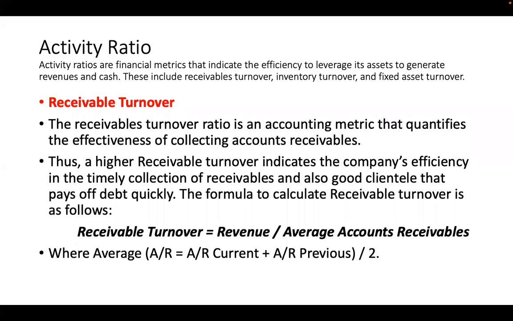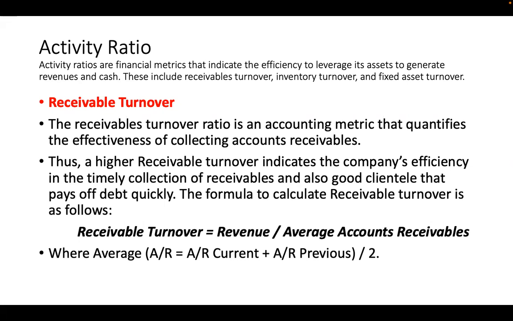What is receivable turnover? The receivables turnover ratio is an accounting metric that quantifies the effectiveness of collecting accounts receivable. So if a company has accounts receivable, it quantifies how effectively the company can collect them. There is certain dormant time in between, so the company has to understand how quickly they can convert their accounts receivable. Thus, a higher receivable turnover indicates the company's efficiency in the timely collection of receivables and also a good clientele that pays off debt quickly. So if the company's receivable turnover is high, it can collect its receivables and generate quick cash out of it, eventually ending up paying its debt promptly.